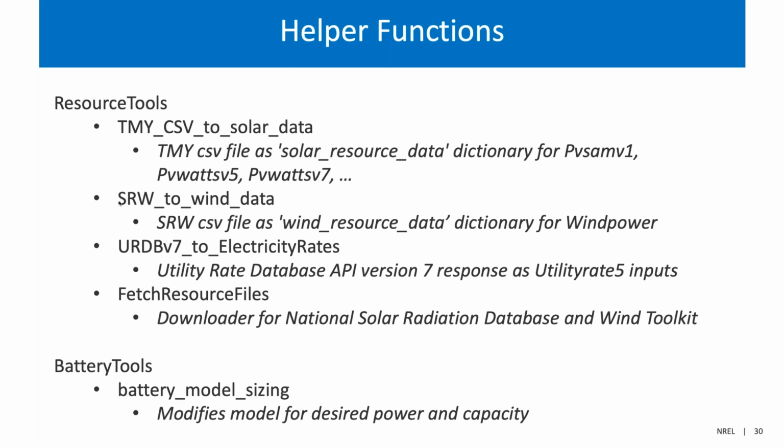The third one is for utility rate information, and it converts the utility rate database API version 7 response into utility rate 5 inputs. And then the last resource tool is fetch resource files. This was a contribution, and it is a convenient downloader for NSRDB and WIND Toolkit data.